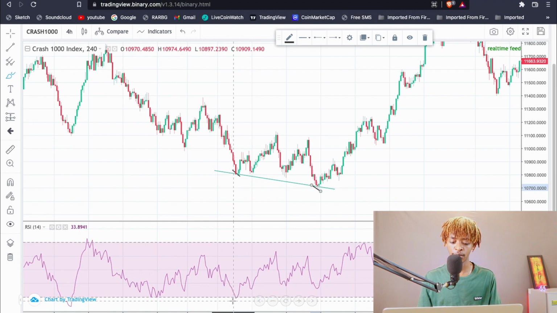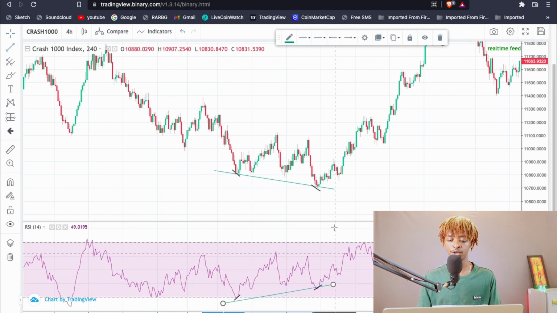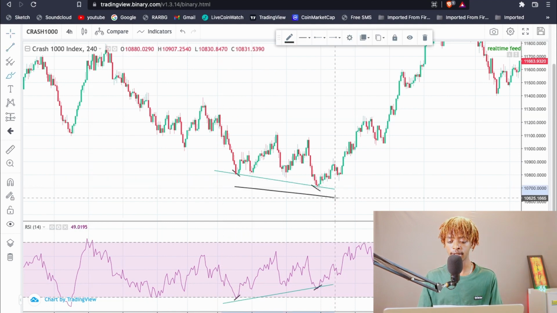So the first point has a corresponding level here on the RSI, and the second point has a corresponding level here. So we can connect them together like this. You see how they are divergent. On the chart, the line is declining, it is headed downward like this. But on the RSI, it is headed upward.